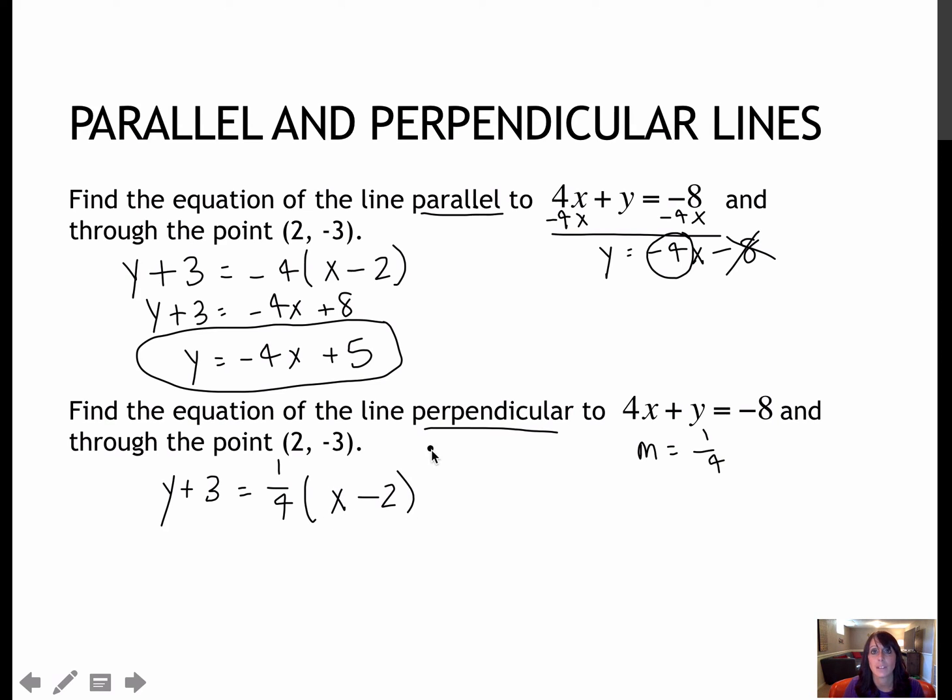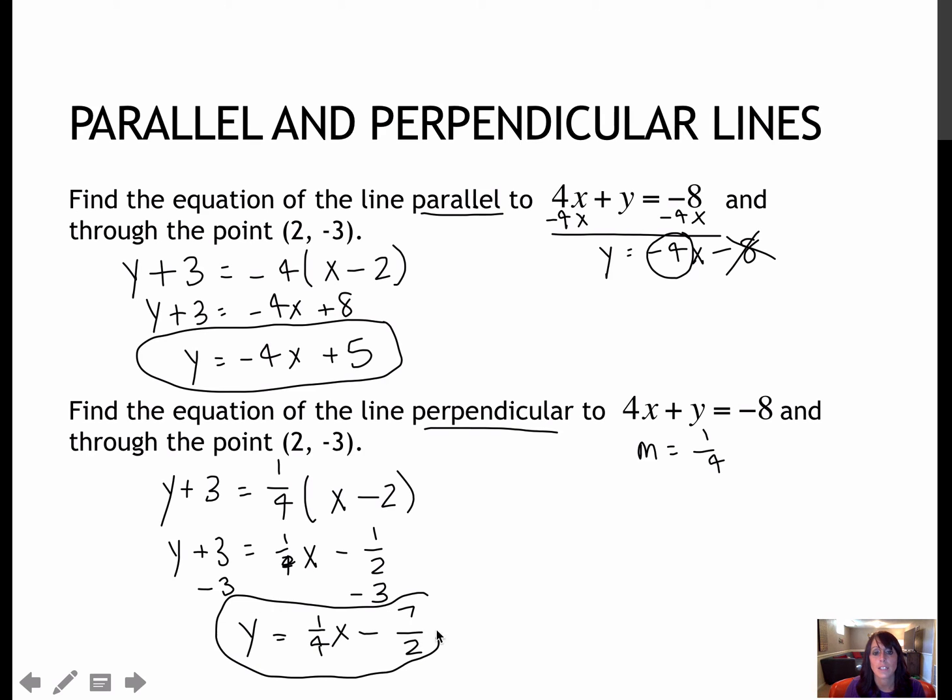Now this one's going to get a little bit ugly. That's okay. So y plus 3 equals 1/4 x, and then 1/4 times minus 2 is negative 1/2, because I would get negative 2 over 4, which reduces. And now subtract 3 from each side to get y equals 1/4 x minus, it's essentially 3.5. I'm going to turn that into 7/2.